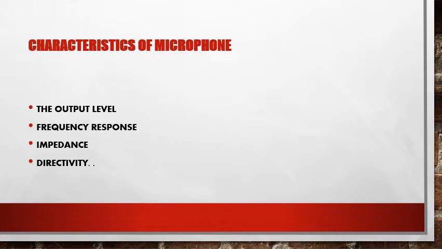The output level of microphone is usually given in decibels, preceded by a minus sign. The minus sign means that the output level is so many decibels lower than the reference level of 1 milliwatt for a specified sound pressure.